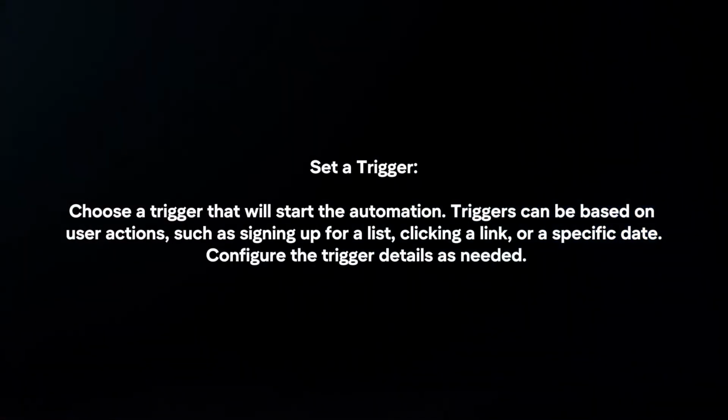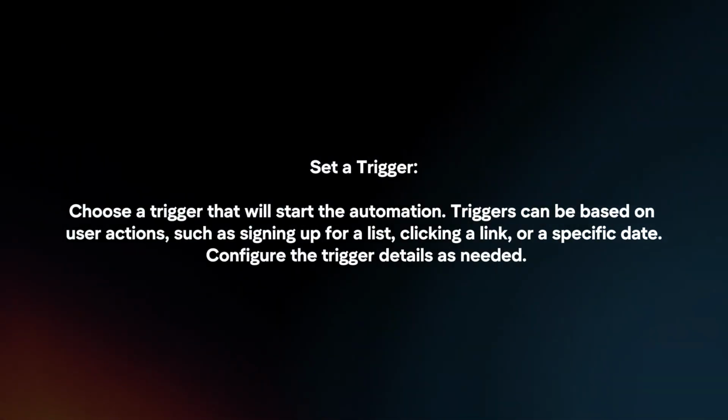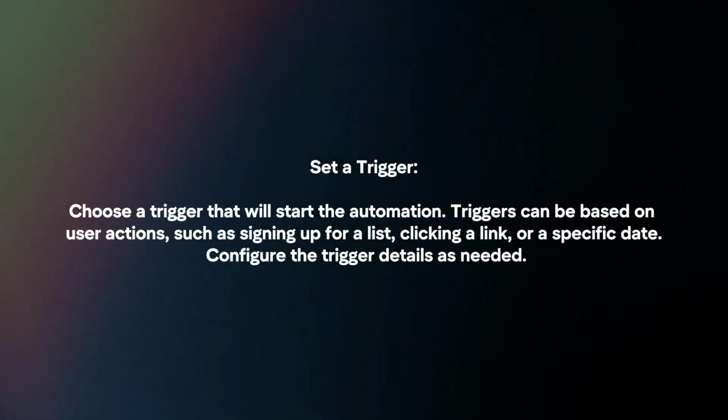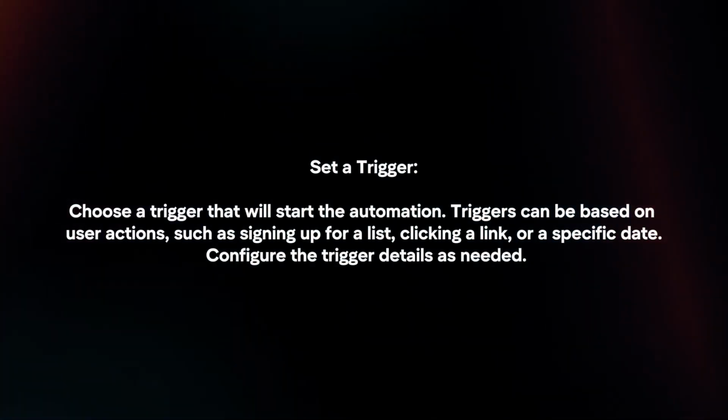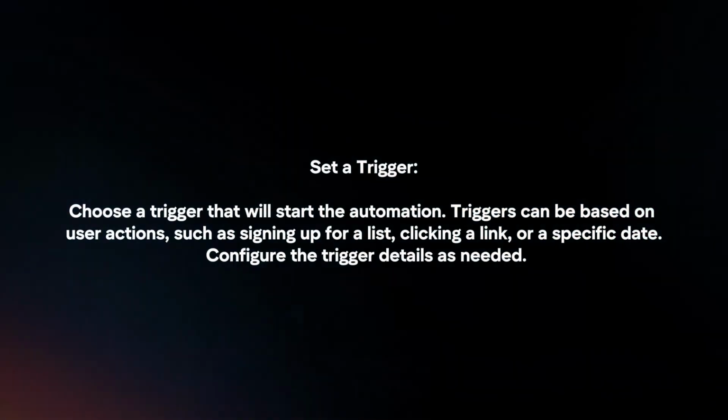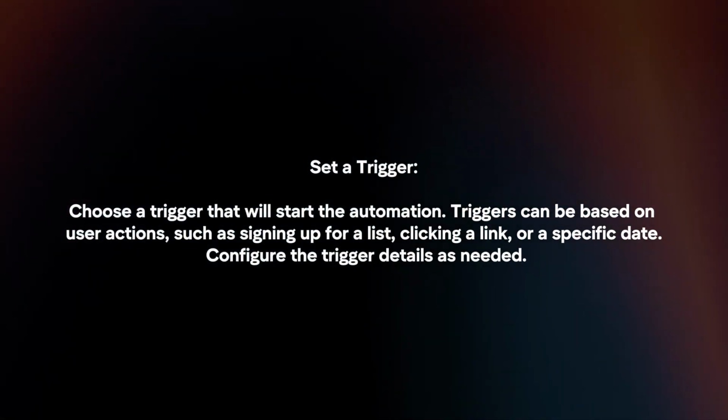Set a trigger. Choose a trigger that will start the automation. Triggers can be based on user actions, such as signing up for a list, clicking a link, or a specific date. Configure the trigger details as needed.